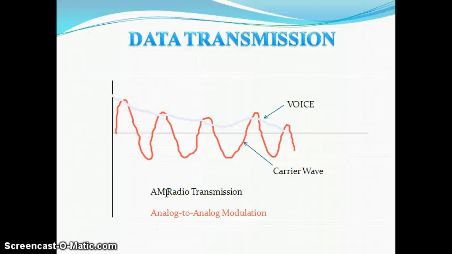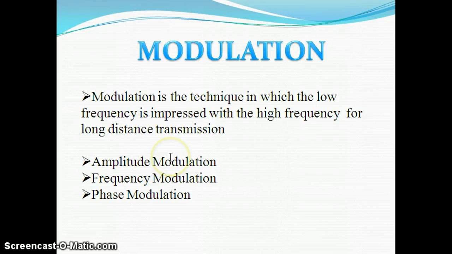Similarly, if you want to transmit your voice a long distance, the voice signal, which is normally of low frequency, should be carried via a carrier wave of high frequency and then transmitted. That is explained here. The voice signal of low frequency is carried by the carrier wave of high frequency. So modulation is nothing but a technique in which the low frequency signal is impressed on the high frequency signal for long distance transmission. There are three types of modulation: amplitude modulation, frequency modulation and phase modulation.